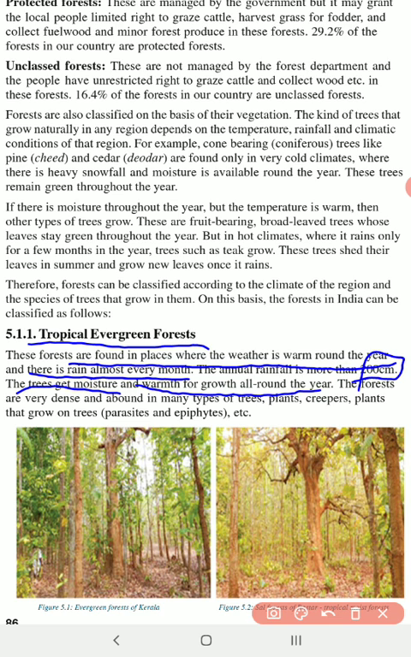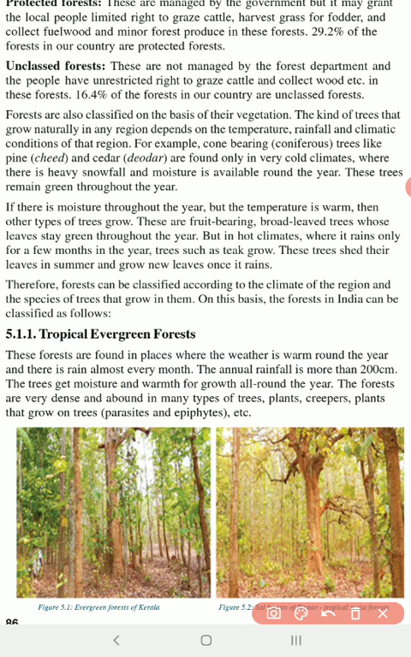These forests are very dense. They abound in many types of trees, plants, creepers, and plants that grow on the trees, parasites and epiphytes. Okay, so this is all about the tropical evergreen forest.